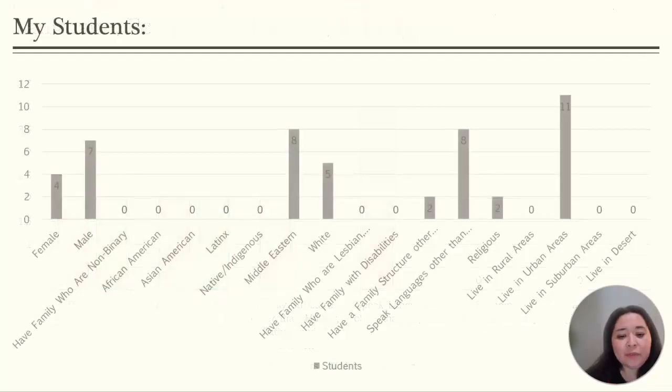The demographic of my students, so it's a pretty small group of students right now. 4 are females and there are 7 males. The majority of the students are Middle Eastern. 5 of those students are white, and we don't really have any Asian students in the classroom or other cultures.